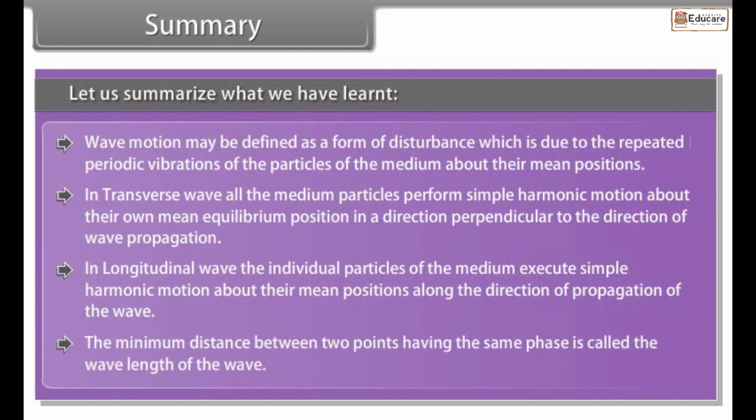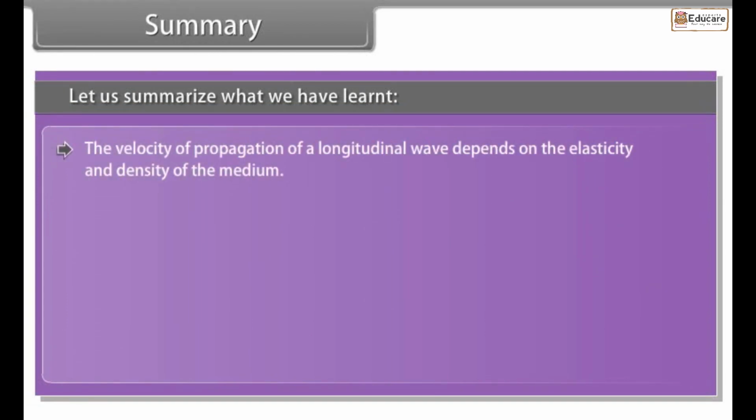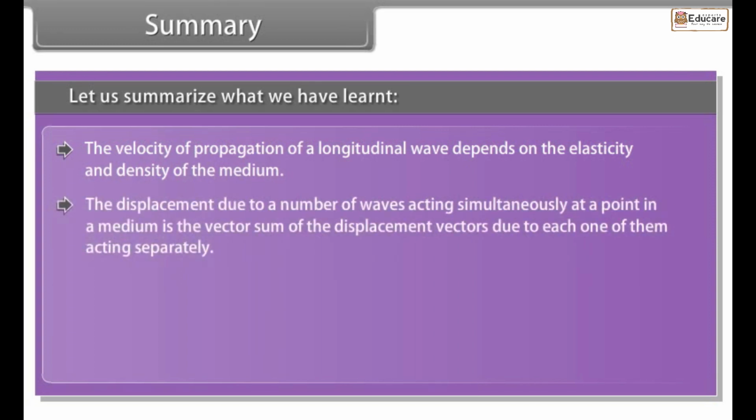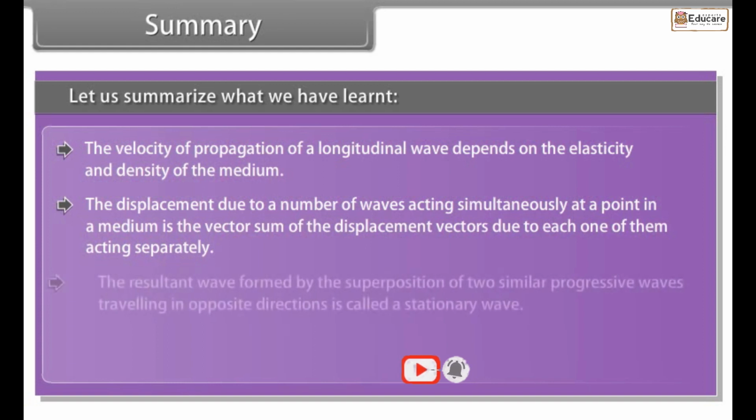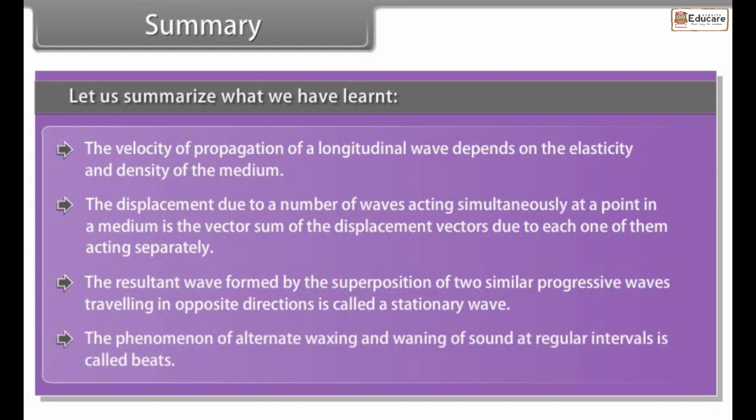The minimum distance between 2 points having the same phase is called the wavelength of the wave. The velocity of propagation of a longitudinal wave depends on the elasticity and density of the medium. The displacement due to a number of waves acting simultaneously at a point in a medium is the vector sum of the displacement vectors due to each one of them acting separately. The resultant wave formed by the superposition of two similar progressive waves traveling in opposite directions is called a stationary wave. The phenomenon of alternate waxing and waning of sound at regular intervals is called beat.